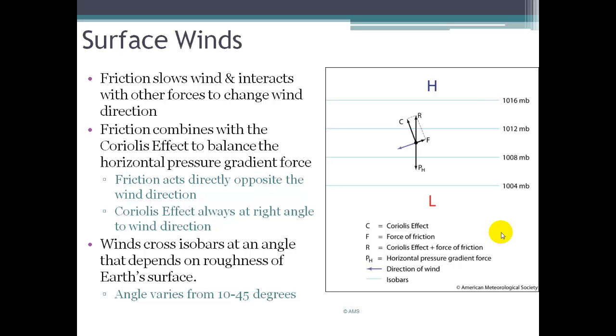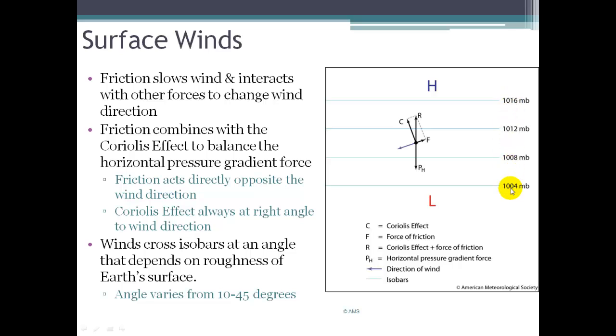Now let's talk about what's happening at the surface, and essentially it's all the same forces at play plus another one, which is friction. And the effect of friction, remember, is to slow the wind down. So friction is going to combine with the Coriolis effect to balance the horizontal pressure gradient force. So here we're looking at non-curved flow, so we're looking at just the movement without centripetal forces.